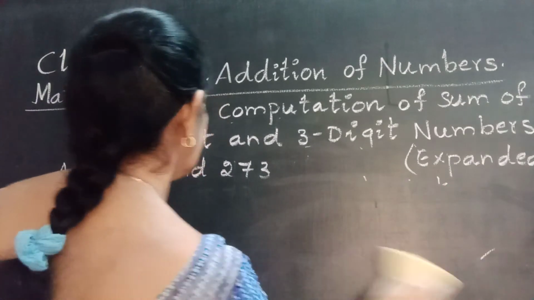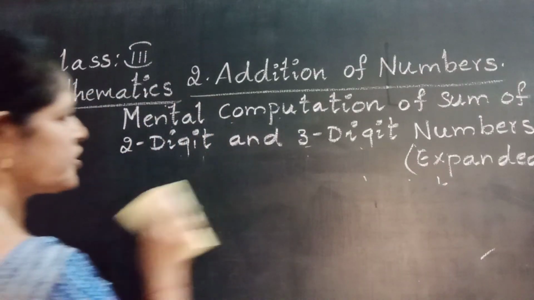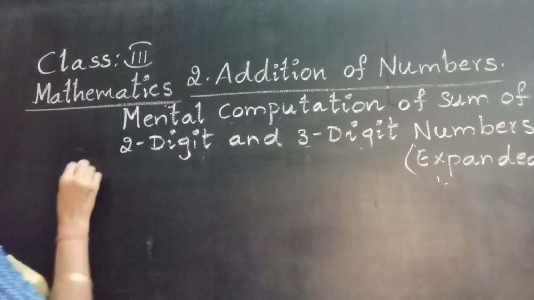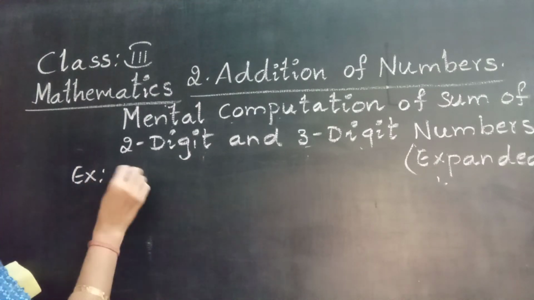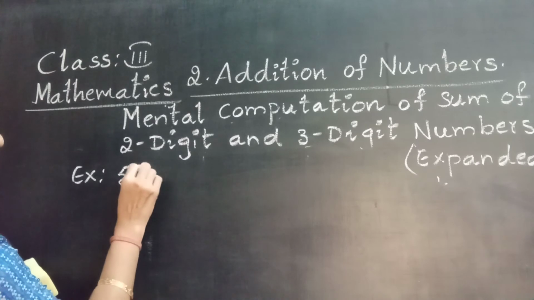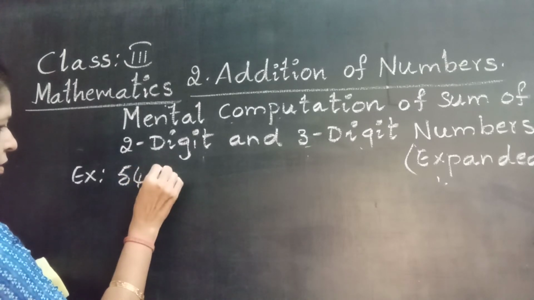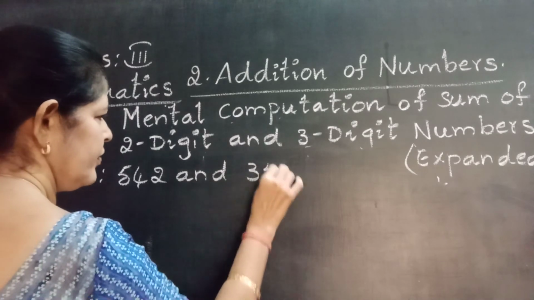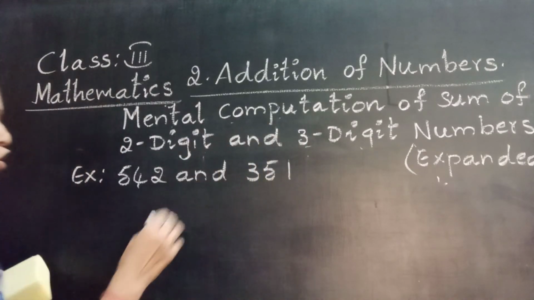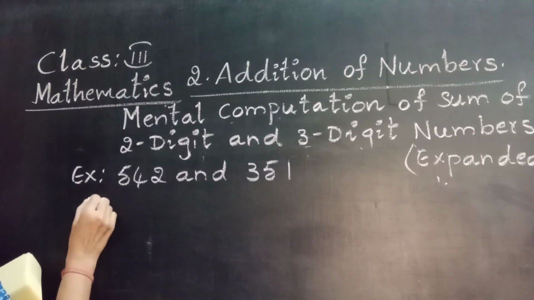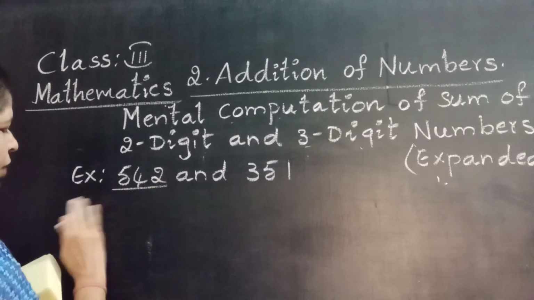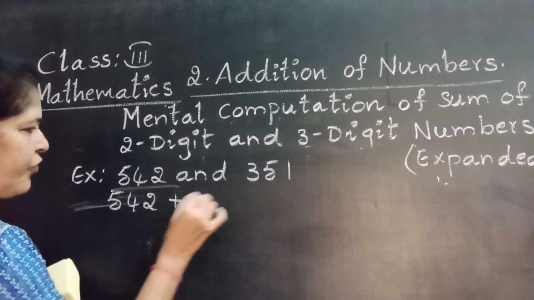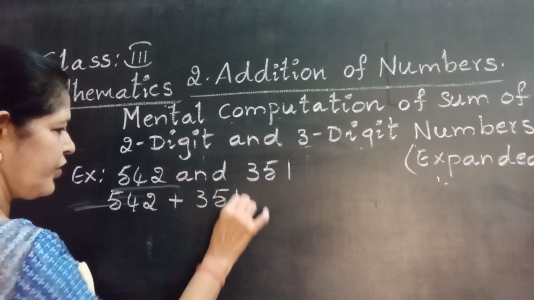This is mental computation of the sum of 2-digit and 3-digit numbers. One more example: 542 and 351 using the expanded form method. Arrange the addition, 542 plus 351.